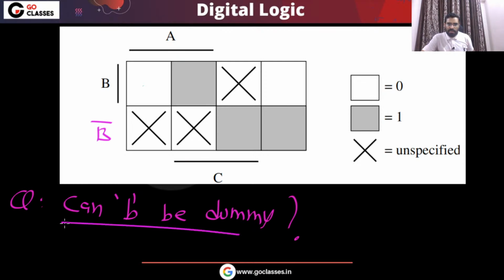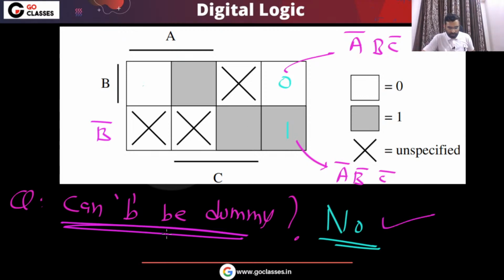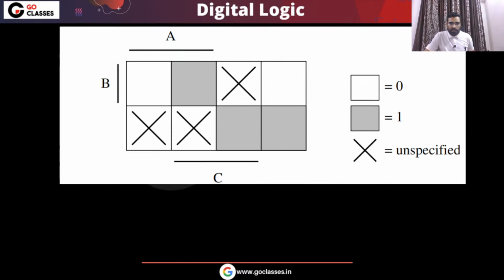So can B be dummy? The answer is no, because here you have 0, here you have 1. You can notice here you have 0 and this is your A bar B C bar, and this is A bar, B bar, C bar. So finally you can notice that B also cannot be dummy. Is this clear?